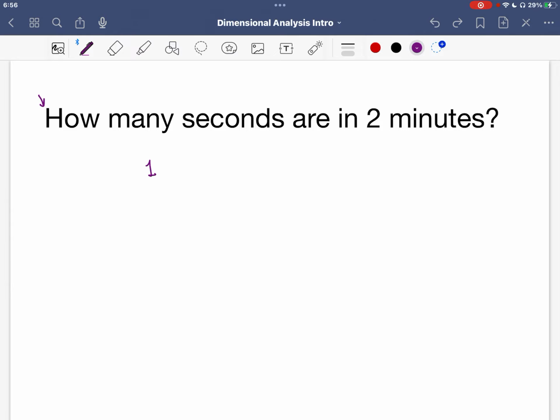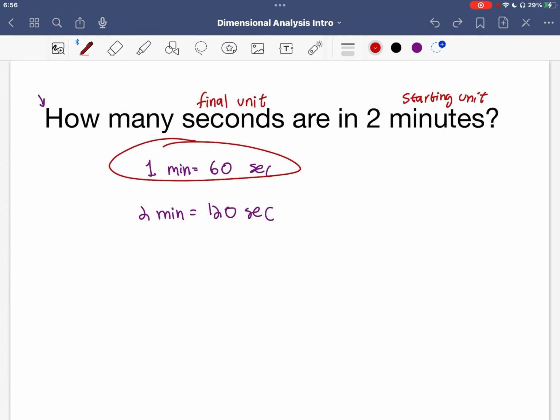Hopefully you saw in 1 minute we have 60 seconds. So in 2 minutes we would have 120 seconds, double the number of seconds. Without realizing it, you've already done some dimensional analysis. Congratulations! You started with a unit of minutes, and you changed that unit into a final unit of seconds using some conversion between the two units that you knew.